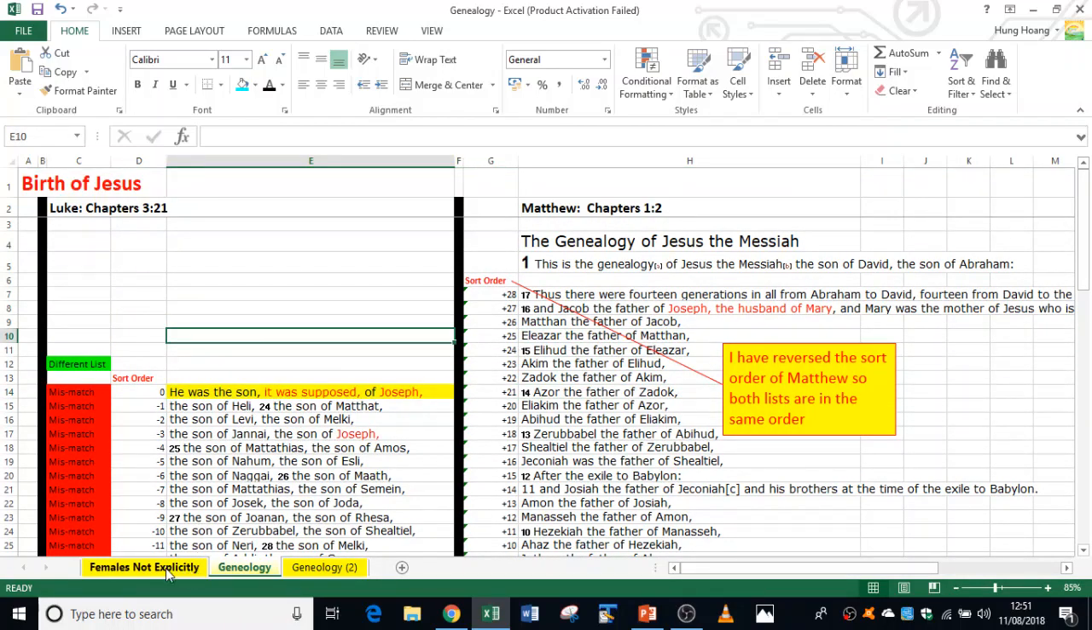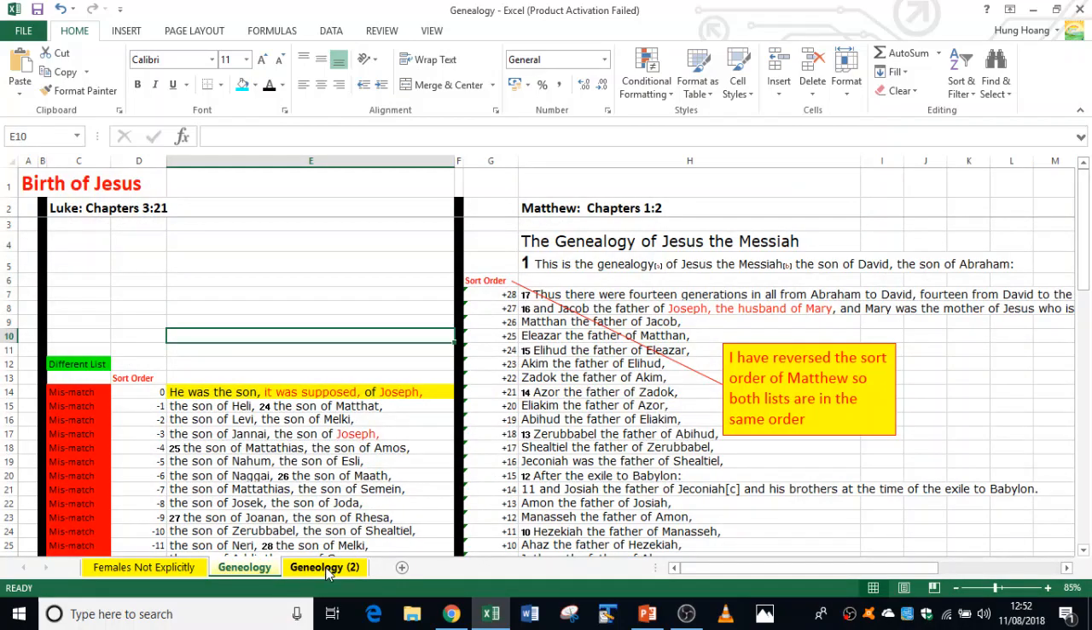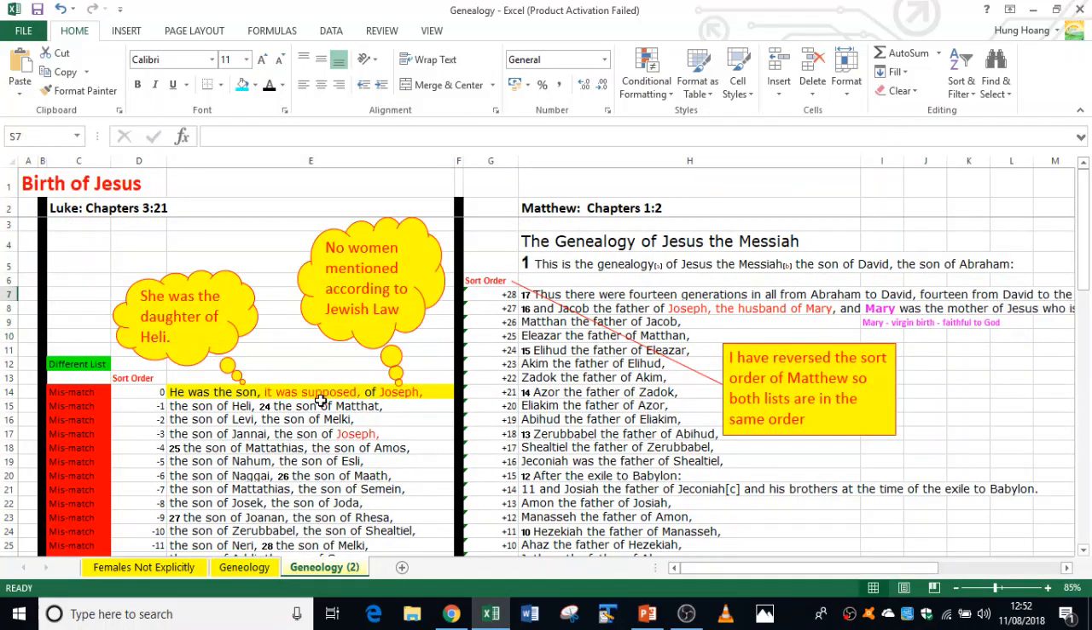Let's look at the background of Jewish culture. What does it say? It says a mother's family is not to be called a family. This is taken from the Talmud. It basically says that in a genealogy, you should not list the women's side of the family. A mother's family is not to be included or called a family. So that's just Jewish naming convention in their genealogy. Taking that into consideration, let's look at this list in more detail.